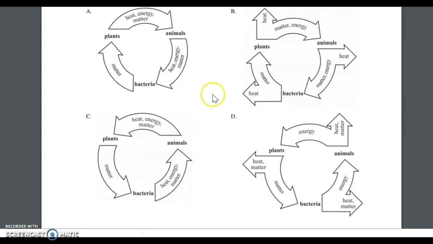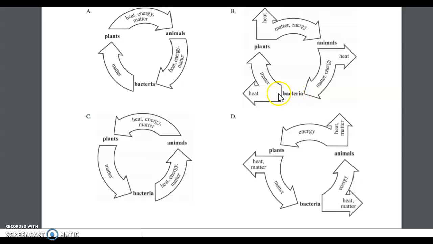So we look for heat being given off. So that eliminates this. We've got heat being given off into the atmosphere. And that was okay, plants are going to pass food and energy onto the animals. Matter and energy goes to the animal. Okay, and then the animal's going to die and be broken down by the bacteria. And as it's broken down, matter and energy is given to the bacteria.